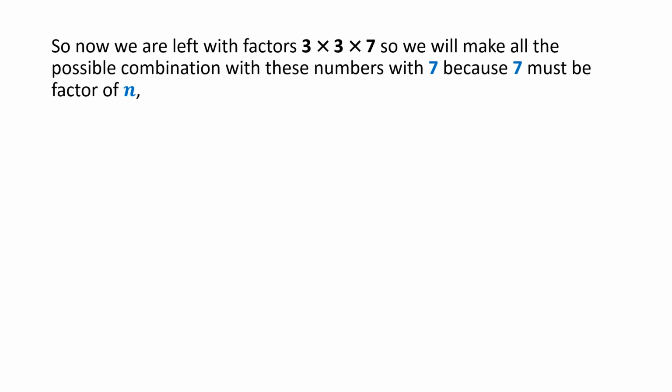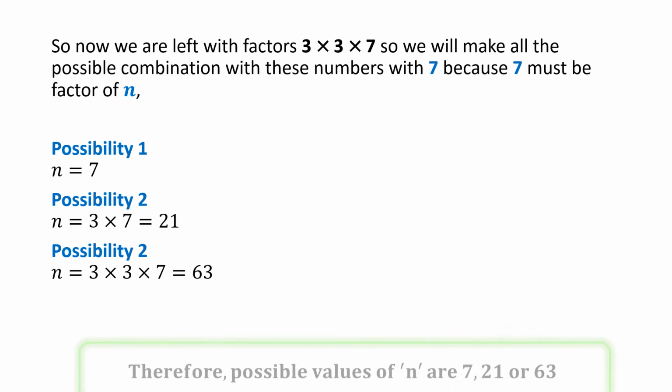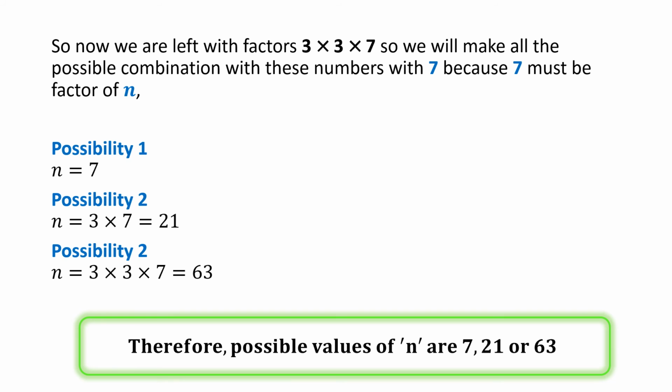So now we are left with the factors 3, 3, and 7. We will make all the possible combinations with these numbers with 7, because 7 must be a factor of n. So our first possibility is that n equals 7, the second possibility is that n equals 21, and the third possibility is that n equals 63. Therefore, the possible values of n are 7, 21, or 63.